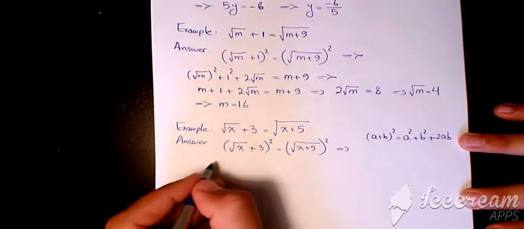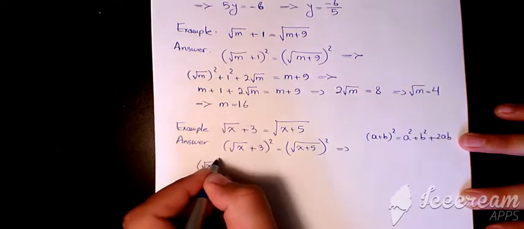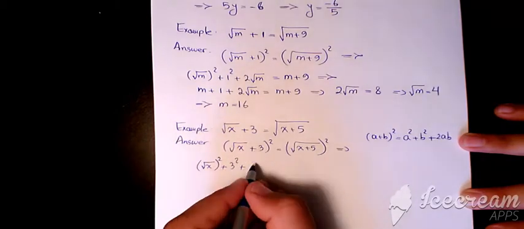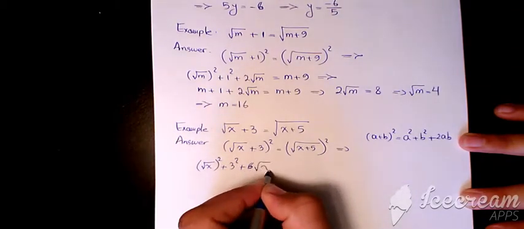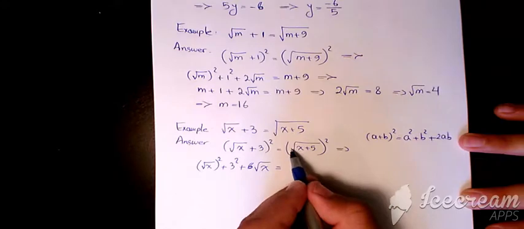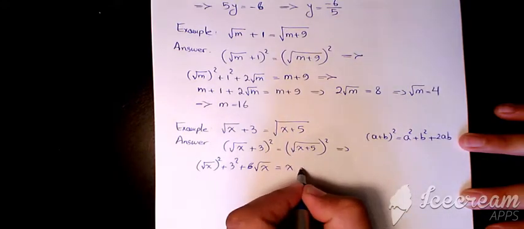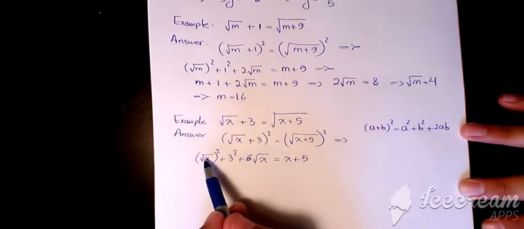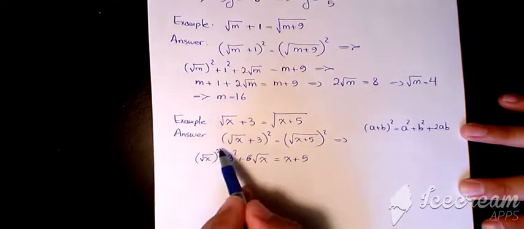So that's going to be square root of x to the power of 2, plus 3 to the power of 2, plus 2 times 3 times root x. So it's going to be 6 root x. And here these 2 and the square root cancel each other. It's going to be just x plus 5. Square root of x to the power of 2, the 2 cancels out, and then it will be x.